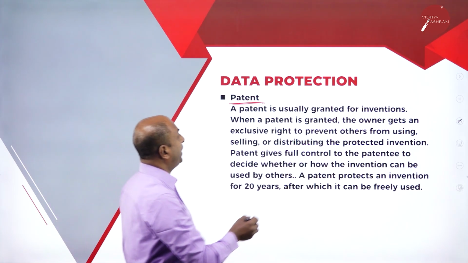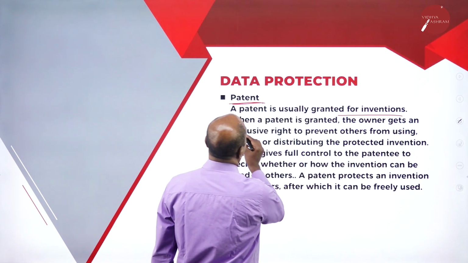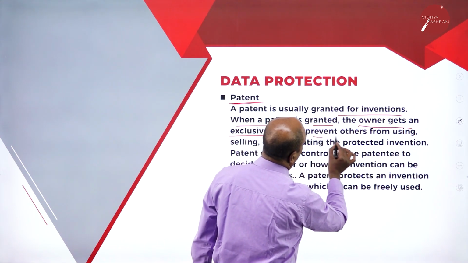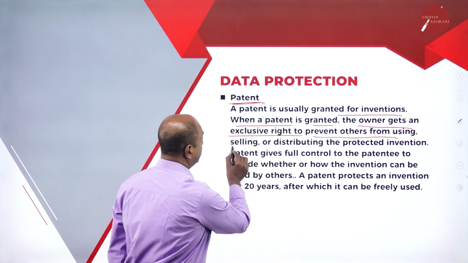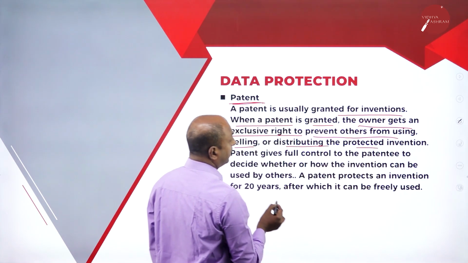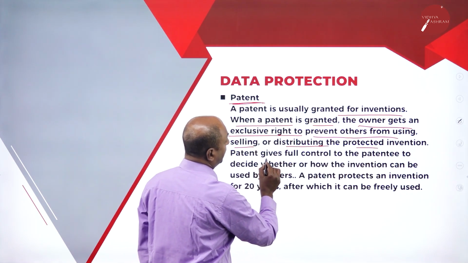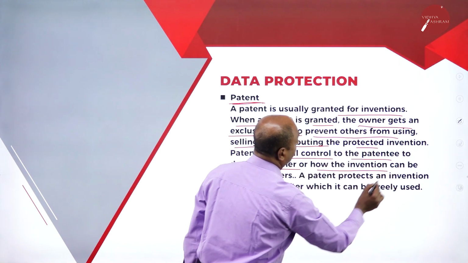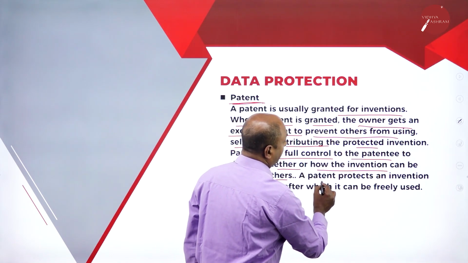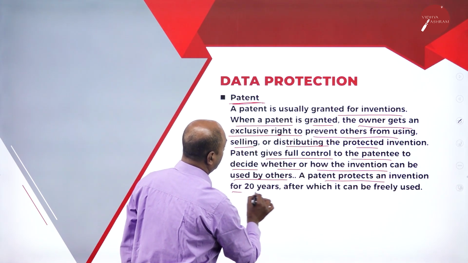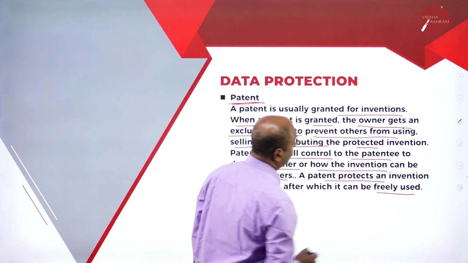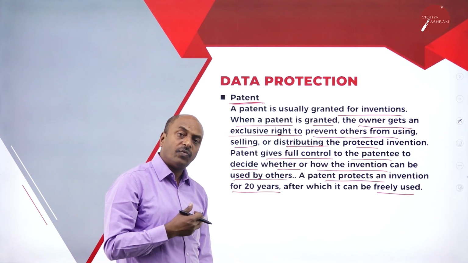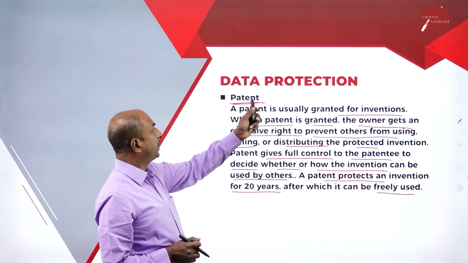What is a patent? A patent is usually granted for an invention. When a patent is granted, the owner gets exclusive rights to prevent others from using it, selling it, or distributing the protected invention. A patent gives full control to the patent holder to decide whether or how the invention can be used by others. A patent protects an invention for 20 years, after which it can be freely used. So another method of protecting data or inventions is through patent.